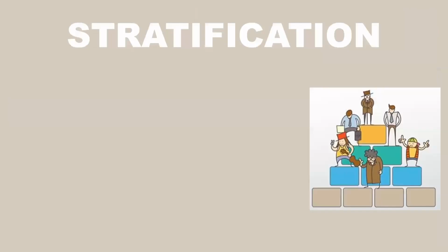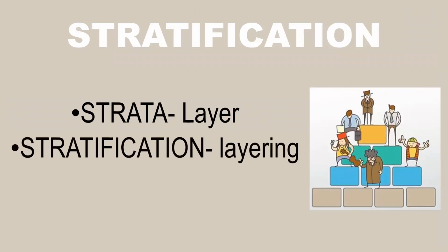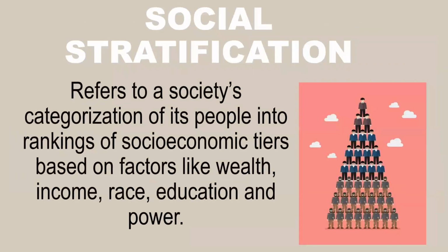So now, stratification, strata means layer. Stratification means layering. So that's why social stratification refers to a society's categorization of its people into rankings of socio-economic tiers based on what? On factors like wealth, income, lahi, race. Siyempre, yung education na meron ka, and power. So kung susumahin natin lahat yan, those are what we call the social desirables: the wealth, power, and prestige. When we say prestige, this is the evaluation of your status, your profession.